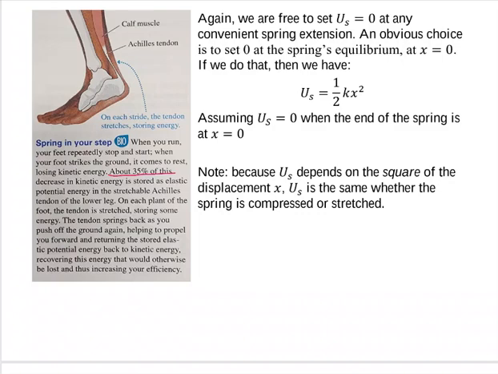So anyway, I don't remember now if I talked about this right here. U sub S depends on the square of the displacement x. U sub S is the same whether the spring is stretched or compressed. So we're operating as a square situation.